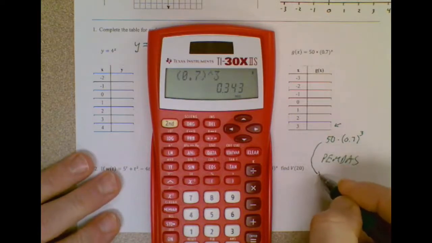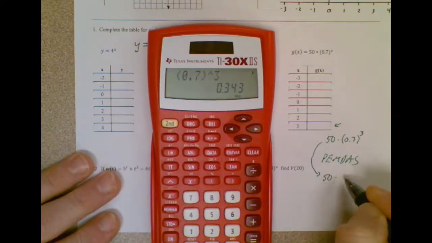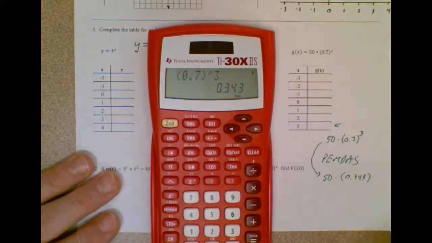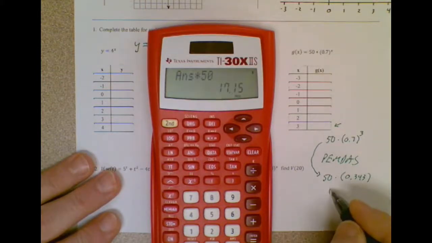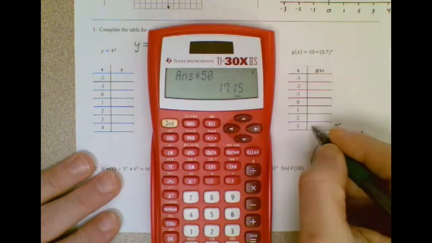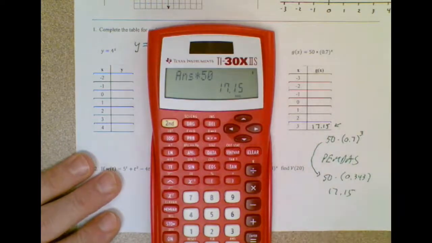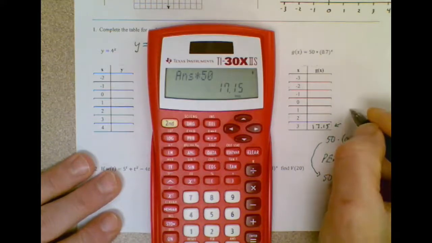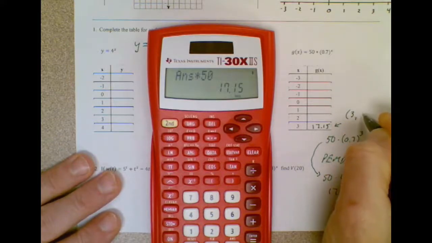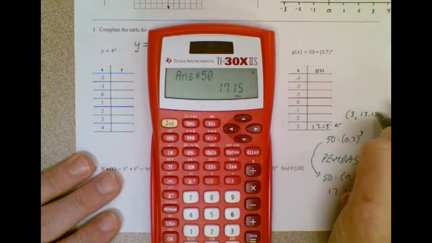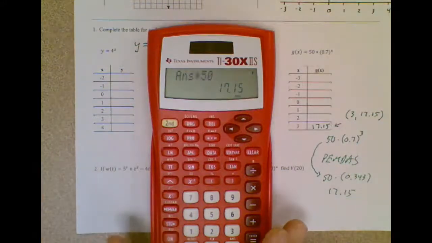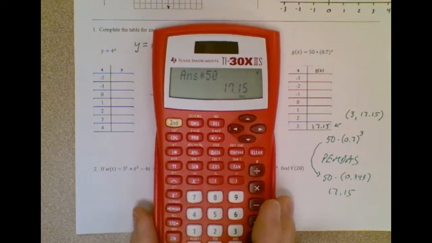So the very next step I would put in my paper is 50 times 0.343 by the orders of beautiful Princess PEMDAS. Now I can multiply by the 50, and I get 17.15. By the way, that means if I were going to graph this, I would have the ordered pair 3, 17.15. Which brings us to the last and final point.